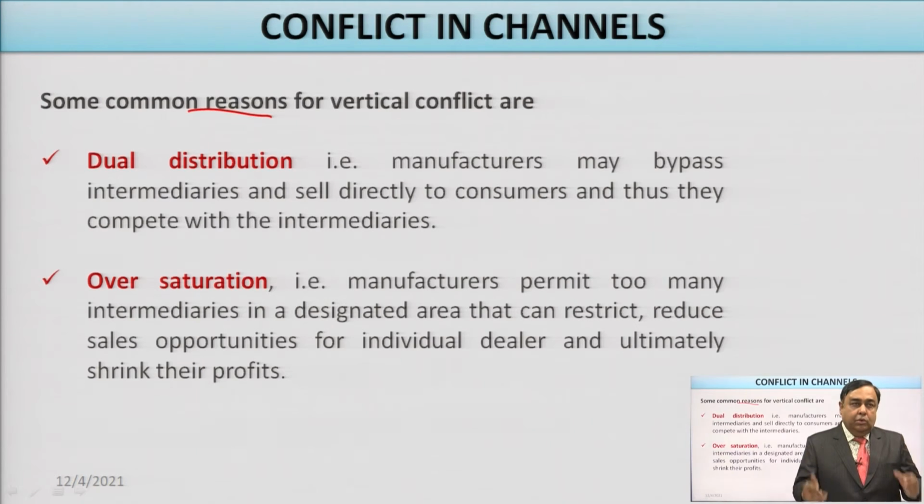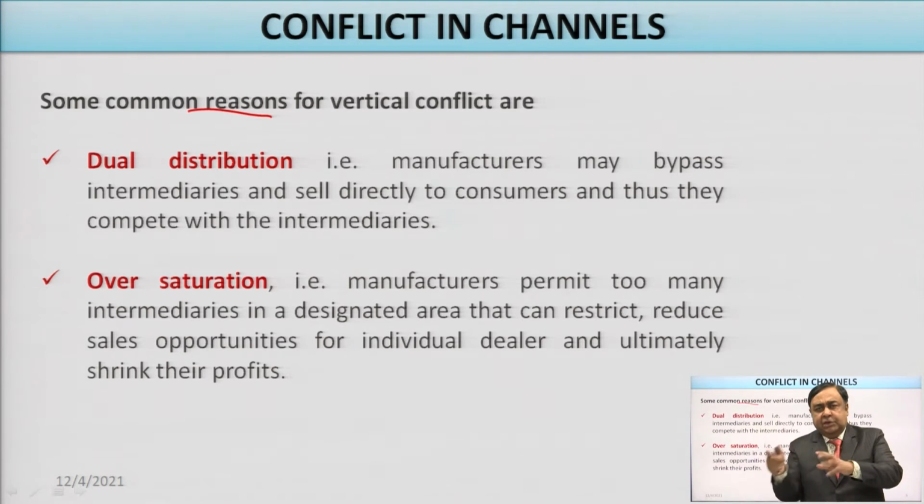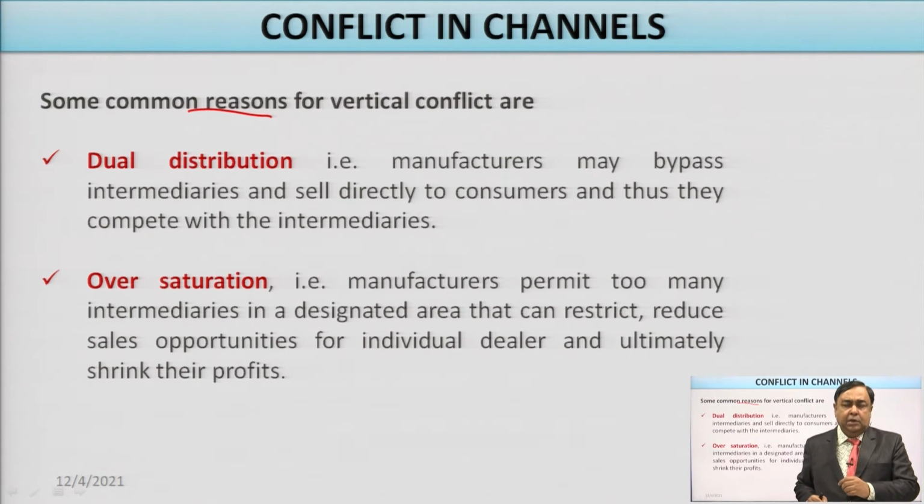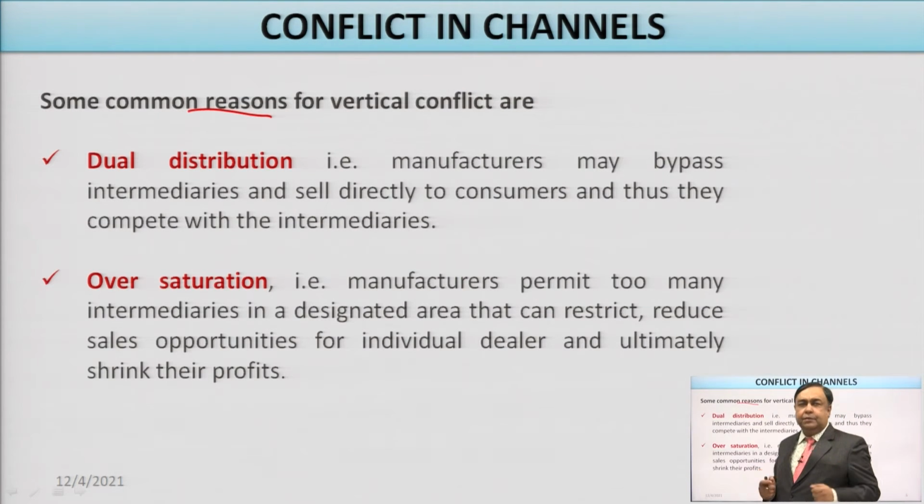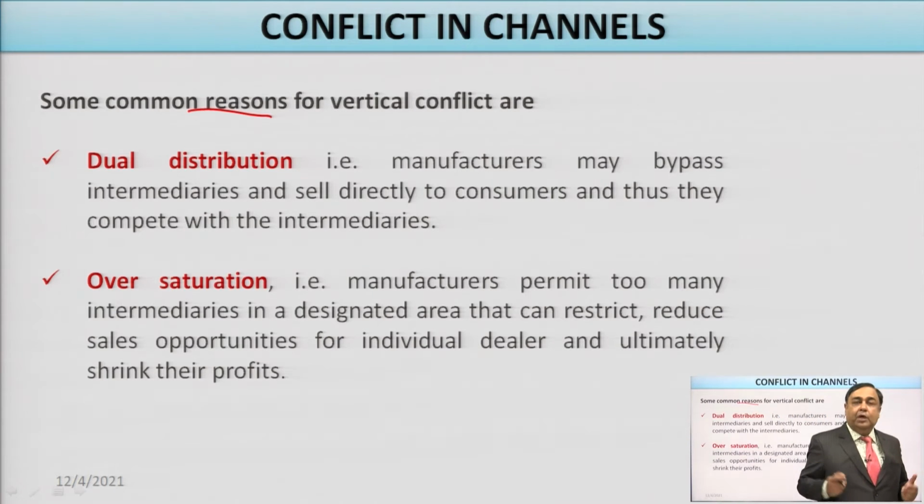So, this has resulted in the reduction of sales opportunity for the individual dealers, because there will be a competition between one intermediary and the other, and whenever this takes place, it will lead to the shrinkage of profit. The dealers will not get the profit that they try to get. That is what we are calling oversaturation.